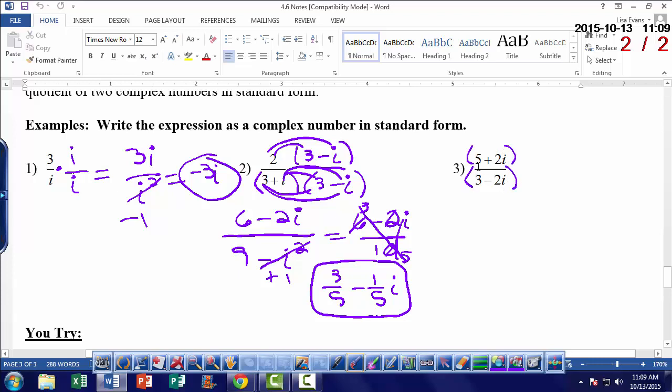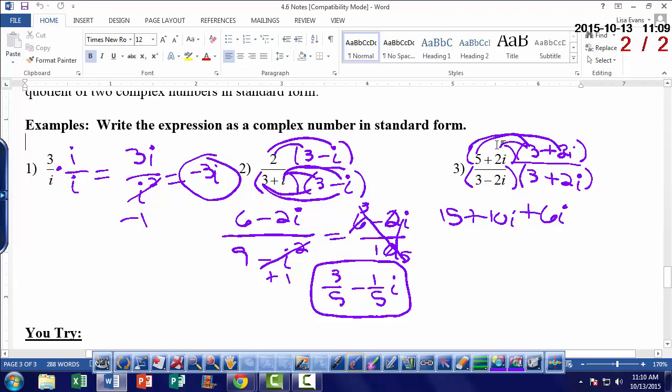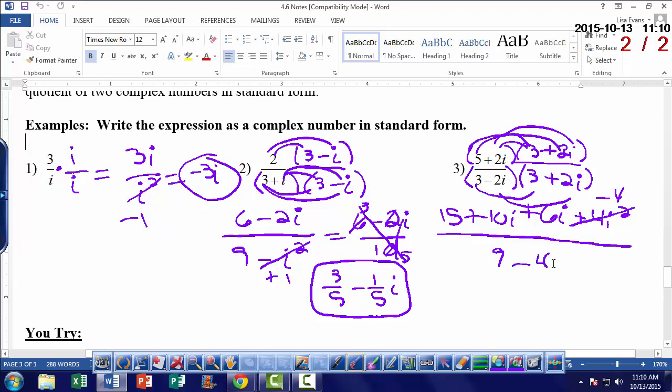Now this is about as messy as it gets because you're going to notice we have to also FOIL on the top. So we're going to multiply by 3 plus 2i and then 3 plus 2i. So the top is going to be messy. We're going to FOIL it out. So we get 15, 10i, 6i, 4i squared. This becomes a negative 4 because it's 4 times negative 1. Then on the bottom, we're just going to multiply the first terms and the last terms.